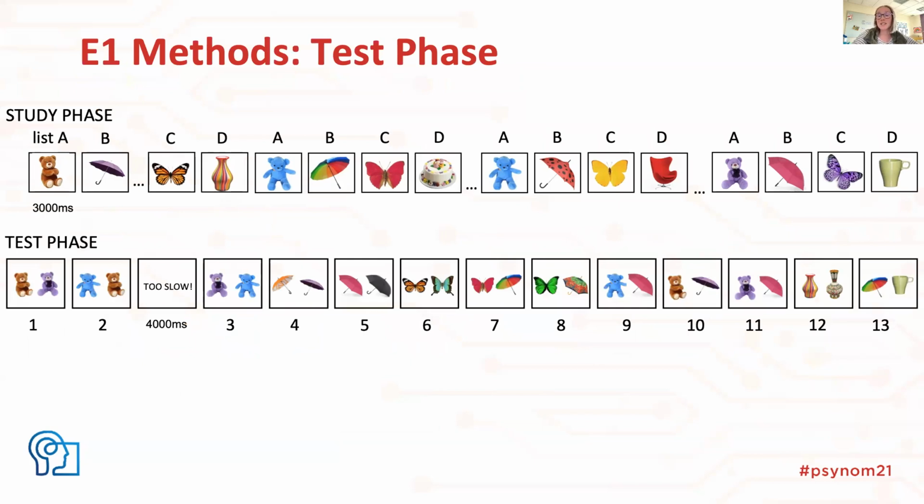Following the study phase, subjects completed the test phase. The test phase consisted of speeded 2 alternative forced choice tests. 1.5 seconds was allotted to perceive the 2 pictures and make a judgment. If a subject took longer than 1.5 seconds to respond, a 4-second "too slow" message was presented.